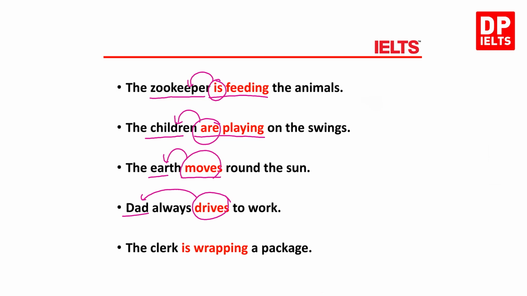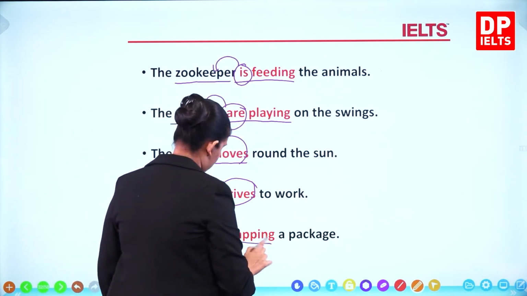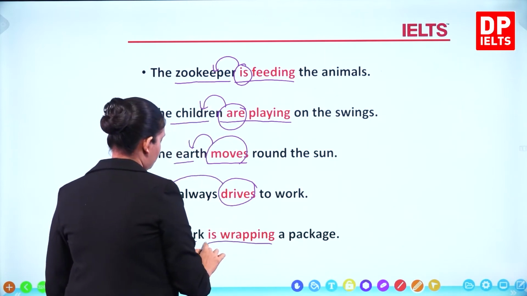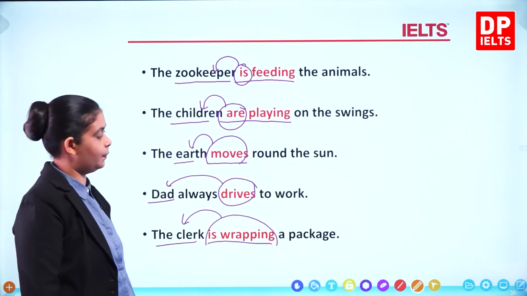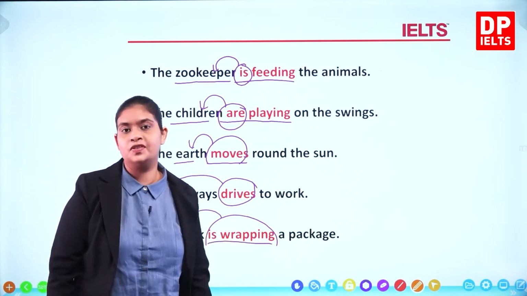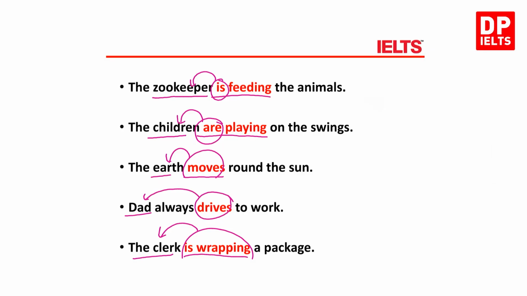Dad singular, so drives என்ற singular verb தான் அதுக்கு பொருத்தமாக இருக்கும். Now this is simple present tense. இதுவும் நீங்க படிச்சிருக்கிறீங்க. The clerk is wrapping. The clerk is one person, therefore you write is wrapping, and this is a present continuous tense sentence. The clerk is wrapping a package. Clerk singular, therefore நாங்க சொல்றது is wrapping a package.